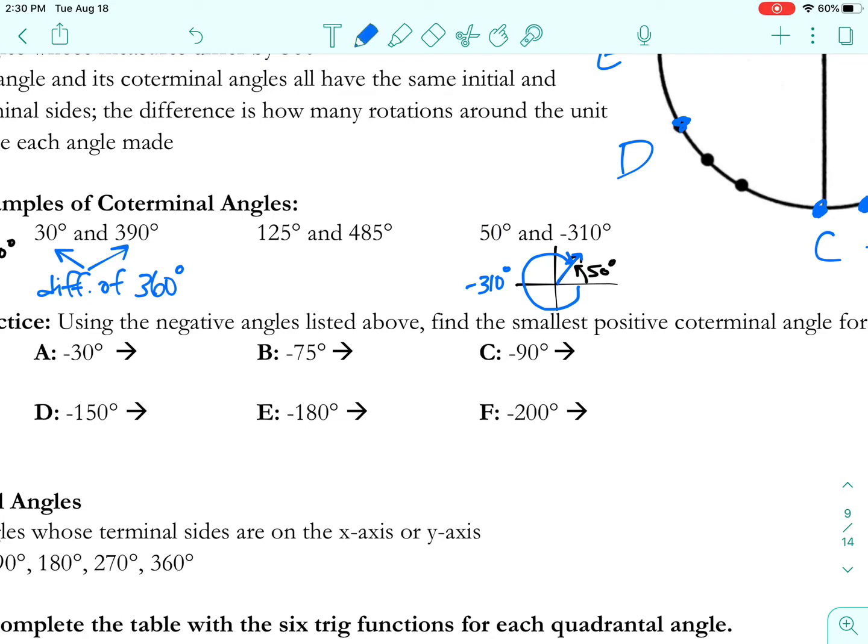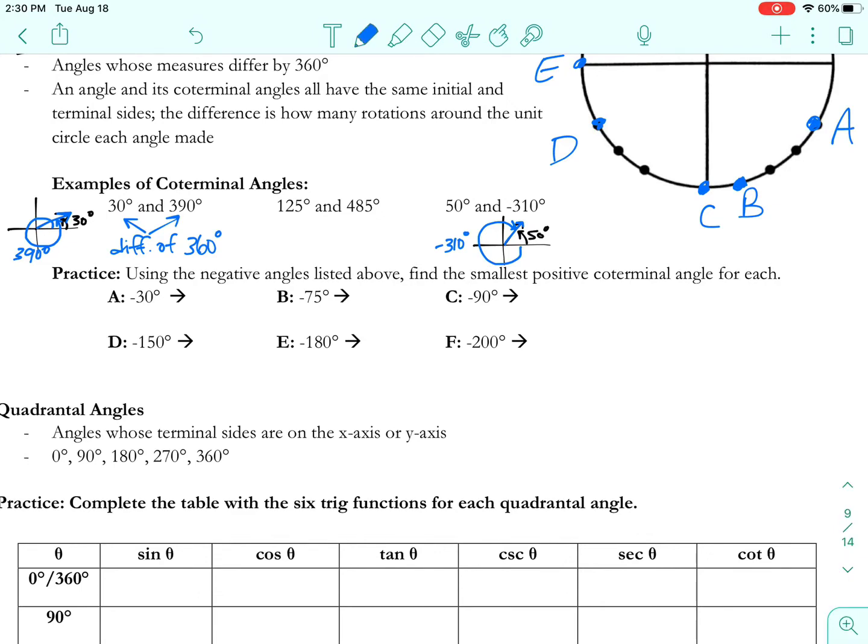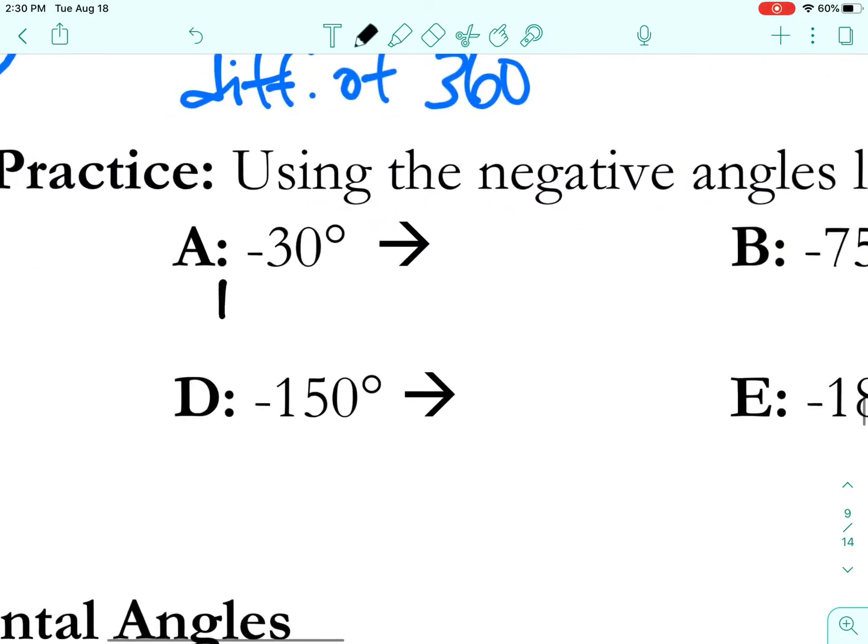So let's see. Using the negative angles listed above, see if I can find the smallest positive coterminal angle for each. So remember the difference is 360 degrees. For all of these negative angles, to figure out what they are in positive language, it's very simple. All you do is you add 360. So in this case, we get 330 degrees. Remember, coterminal means same ending position.